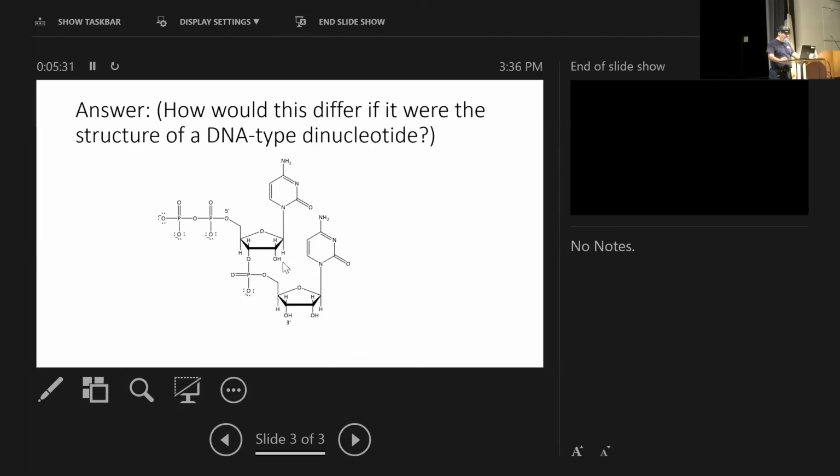Other than that, it said to make it RNA type, so we have OH groups pointing down on the 2' carbons. If this were DNA type instead, these would both just be CH2s, and we would deoxygenate it. Again, that's the D in DNA. We deoxygenated the 2' carbons. So since we see OHs there, that tells us we're looking at an RNA type of dinucleotide.